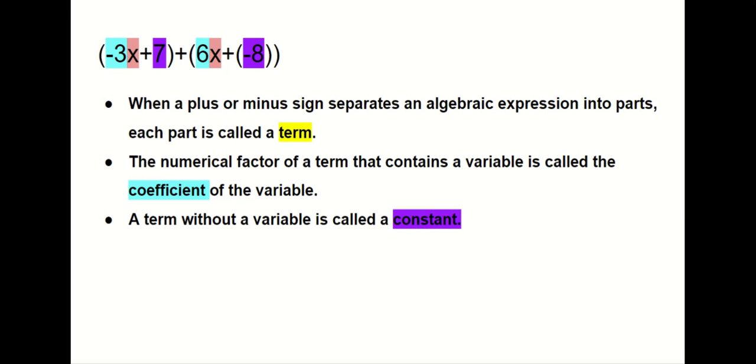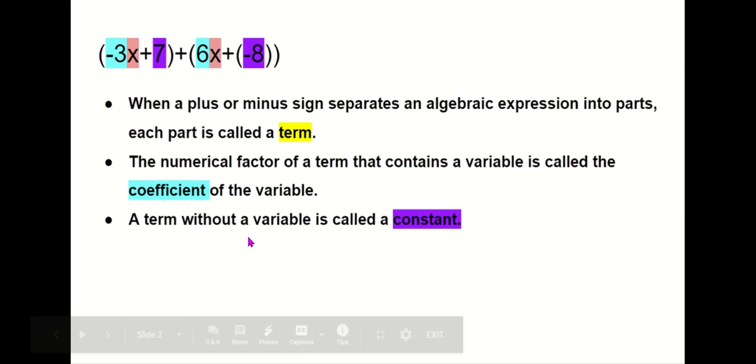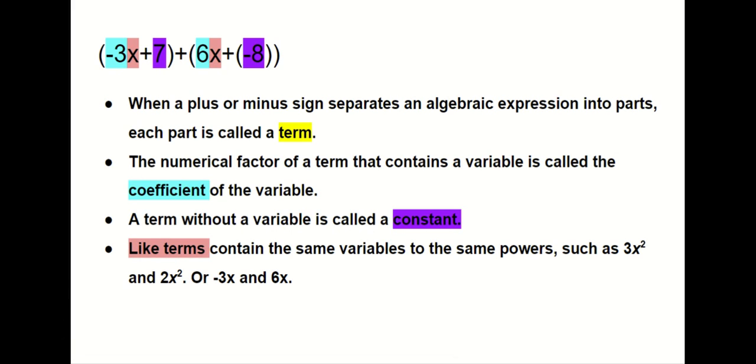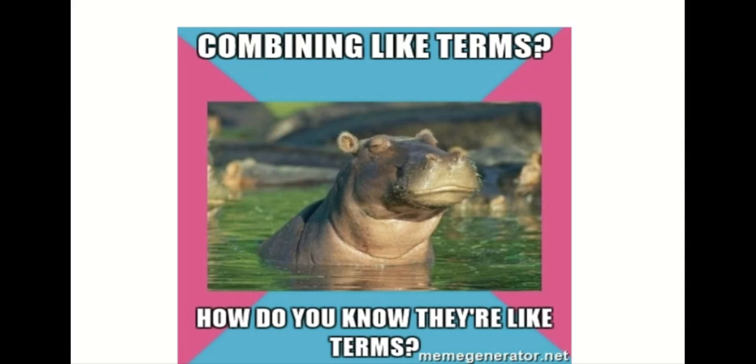A constant is just a regular number. That means it's a number that does not have a variable. It's constant and does not change. Like terms contain the same variable and the same power or exponent. For example, here, negative 3x and 6x would be considered like terms. But also, 7 and negative 8 would be considered like terms also because they're both constants.